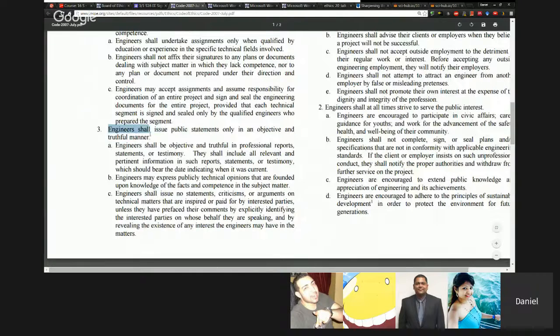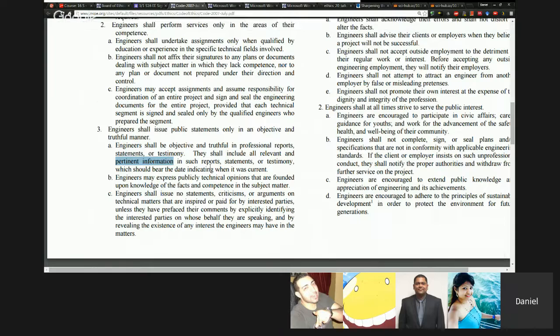All right, let's keep going. Engineers shall only issue public statements in an objective and truthful manner. You're not supposed to lie. Not only should you not lie, but you should also not withhold information that's relevant. So sometimes there might be pertinent information. Withholding pertinent information, if it's relevant to an issue, is also a form of deception. It's also a failure to be truthful and objective.